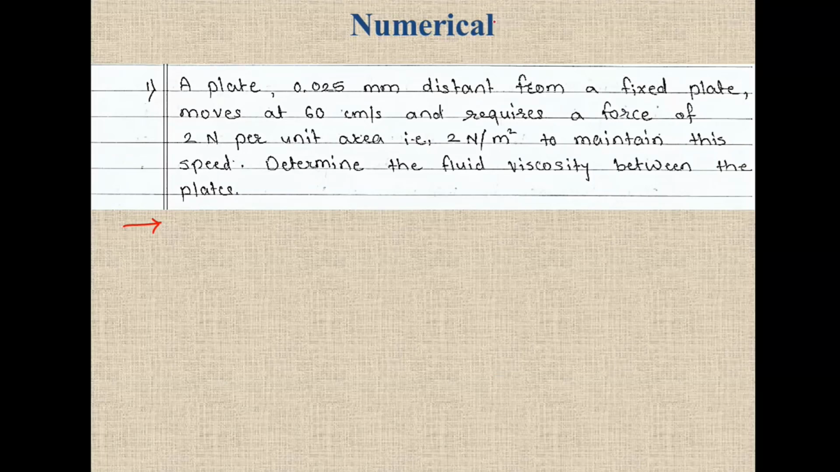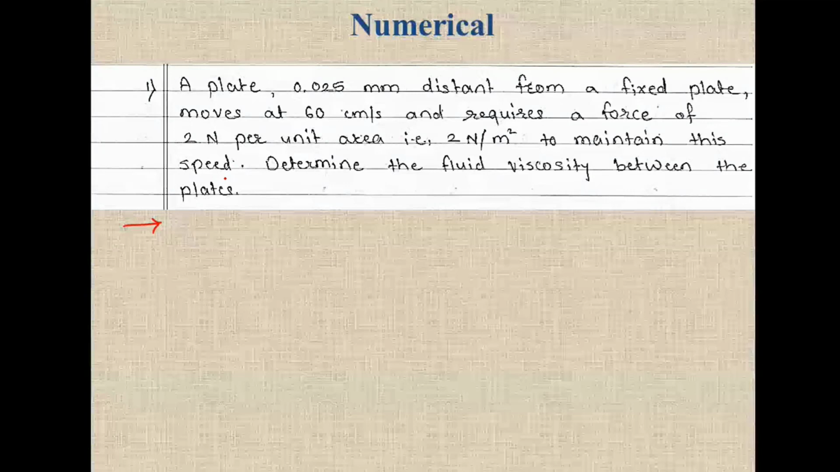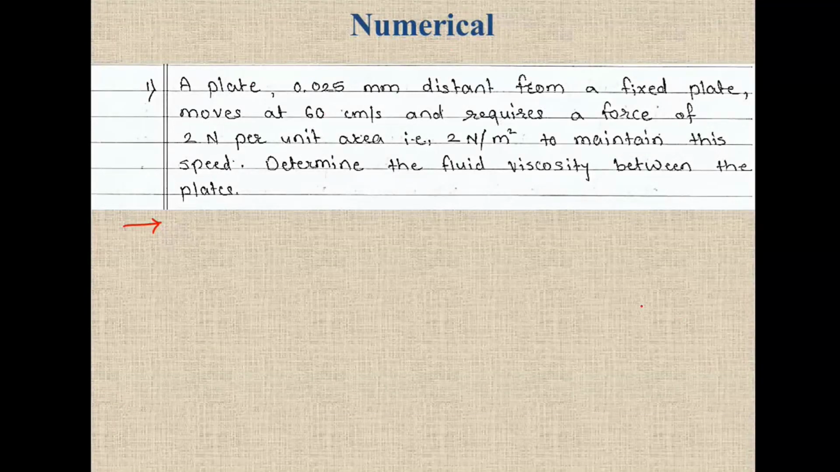A plate 0.025 mm distance from a fixed plate moves at 60 centimeter per second and requires a force of 2 Newton per unit area, that is 2 Newton per meter square, to maintain this speed. Okay, so it's one sentence only. In that, what is given to us? The distance between the plate and a fixed plate. So if I draw the diagram, it is something like that.